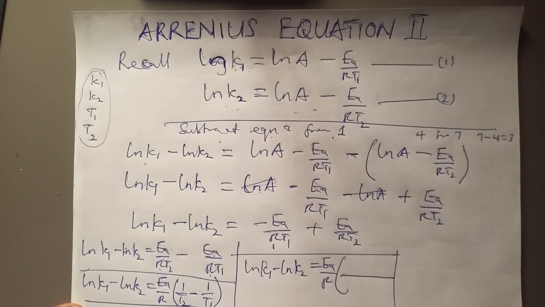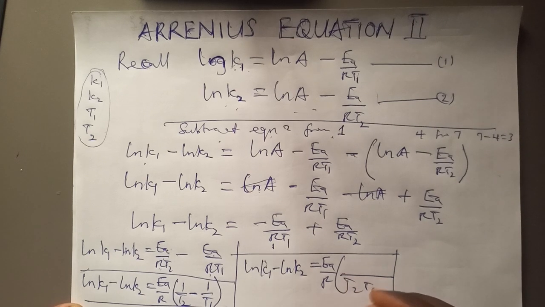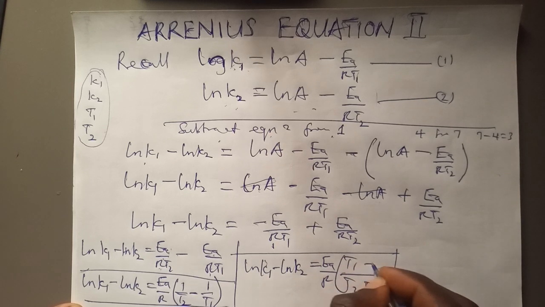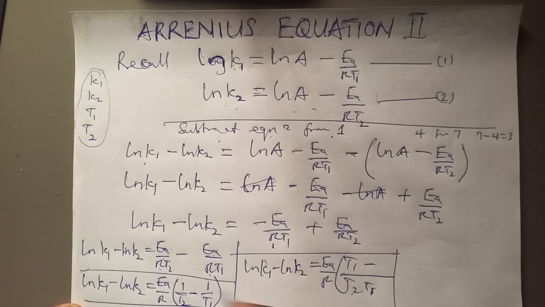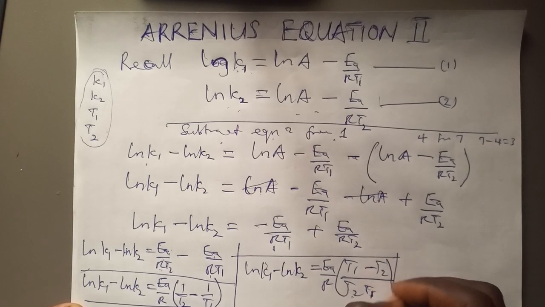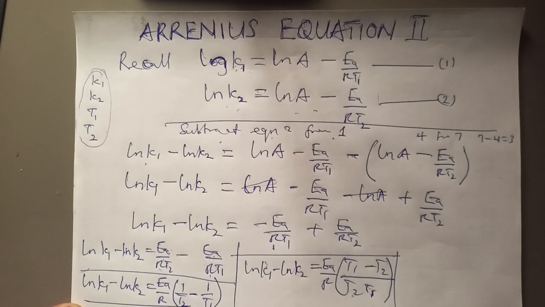If you take the LCM of T2 and T1, you are going to have T2 T1. T2 into T2 T1, it will remain T1. T1 times 1 will give you T1, minus T1 into T2 T1, T1 T1 will cancel to remain T2. T2 times 1 will give you T2. This is another way you can write this formula. This formula is the same thing as this one. I have only solved this to obtain this.